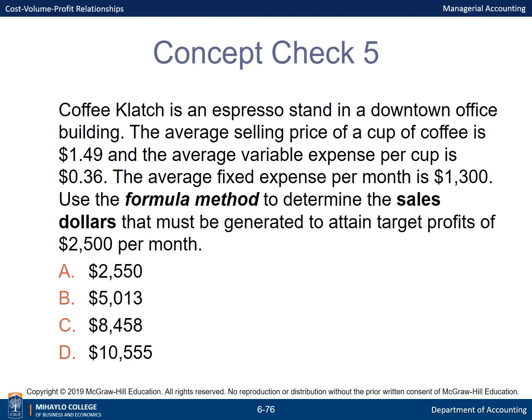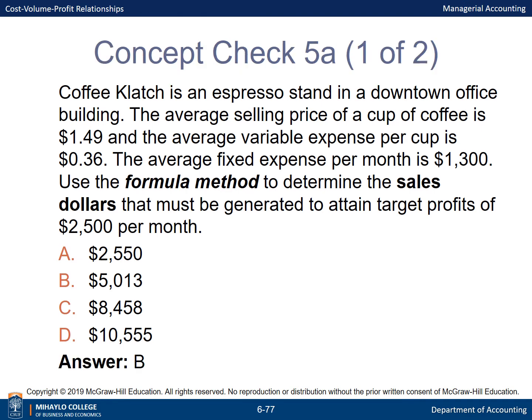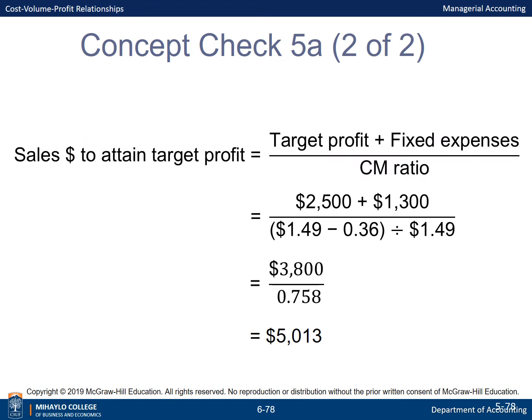The Coffee Klatch wants to earn a monthly profit of $2,500. How many sales dollars must be generated to attain the target profit level? The correct answer is $5,013. We add the desired profit to the fixed cost and divide by the contribution margin ratio, 0.758. The company must generate sales of $5,013 in order to reach its target profit of $2,500.